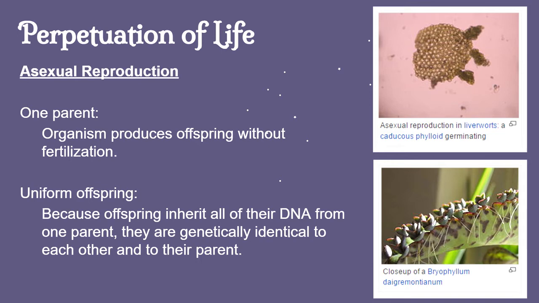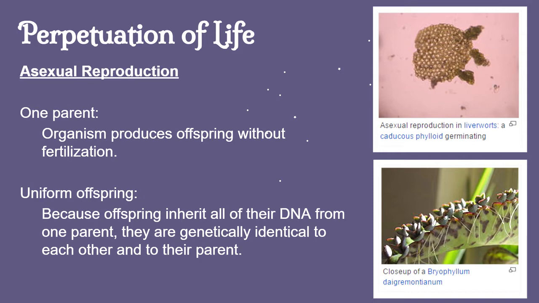So what is asexual reproduction? As mentioned, here only one parent is involved. That parent produces offspring without fertilization, or without the union of egg cell and sperm cell, since only one parent is contributing the genetic material. Because of that, all the offspring will inherit their DNA from that parent, making them genetically identical with each other, with their siblings, and to their parent. Okay, so you can actually imagine it as literal cloning of themselves.